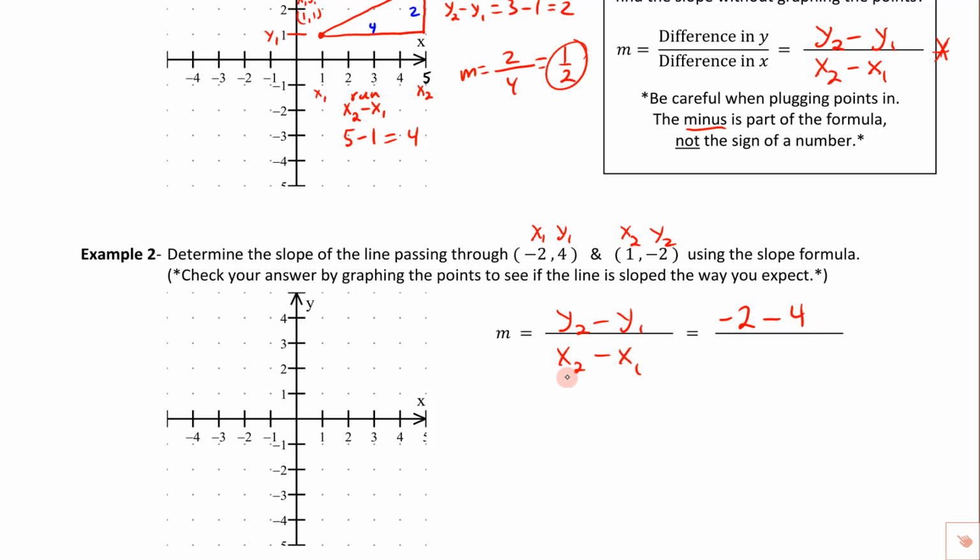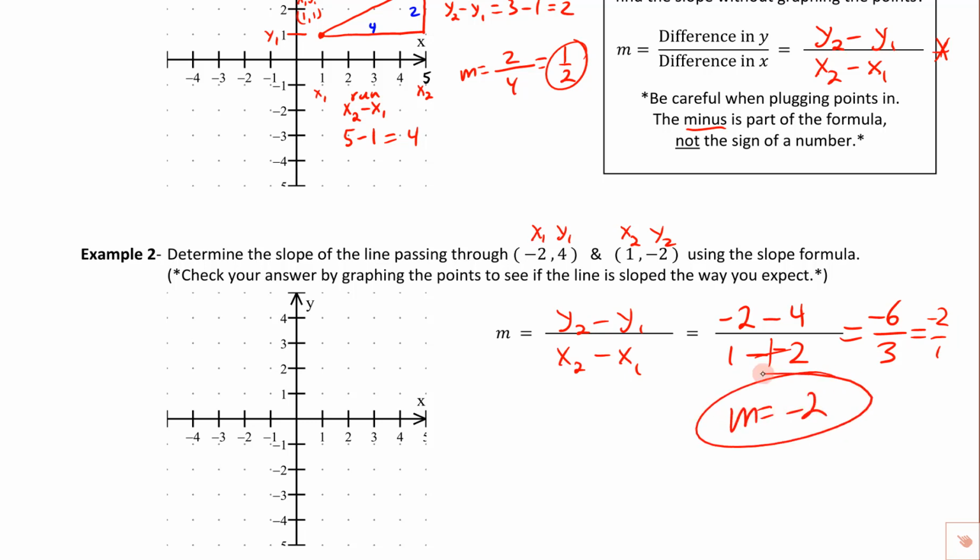Then on the bottom it's going to be x2, so let's find out what x2 is. That's going to be a 1, and then minus, go ahead and write down the minus, and then go find x1. x1 happens to be -2 on this one. So now that we've got those written down, now we can find the answer. This is going to be -2 minus 4, that's going to be a -6. This is going to be 1 minus -2, so this is going to be 1 plus 2, and we end up with a 3 right there. And remember, this is a slope fraction, so we always want to reduce that fraction. In this particular case, we get -2 over 1, or the slope on this one is -2.